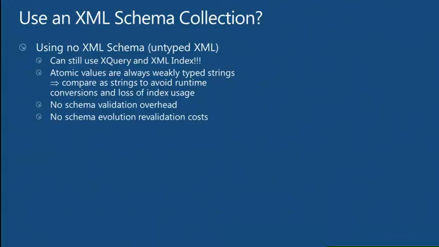Then, should we use an XML schema collection or not? First, I would like to say you can run any query that you can run without the schema collection being defined. So all your XQuery expressions work even if you don't have a schema. Also, the atomic values that you have are always weakly typed strings if you don't have a schema. So by adding a schema, you will actually add additional type information so you get semantics on it. If you have no schema, you obviously don't have an overhead of a schema validation or any issues with revalidating when you evolve your schema or your data.